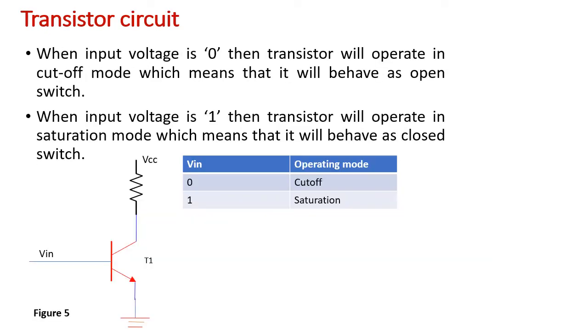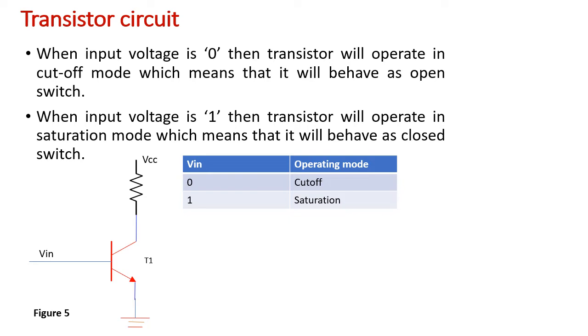Now come to the transistor circuit. As we saw in the transistor circuit here, it is a BJT, and at the base input is applied, and the emitter terminal is connected to the ground and the collector terminal is connected to VCC through a resistor. Whenever input voltage is 0, the transistor will operate in the cutoff mode, which means that it will behave as an open switch. Whenever input voltage is logic 1, or it is more than the threshold voltage, it will operate in saturation mode, which means it will behave as a closed switch.